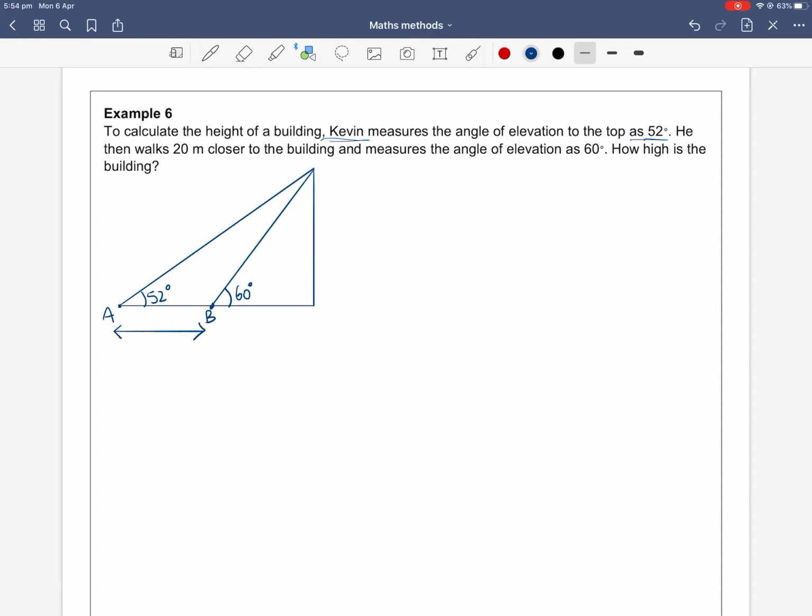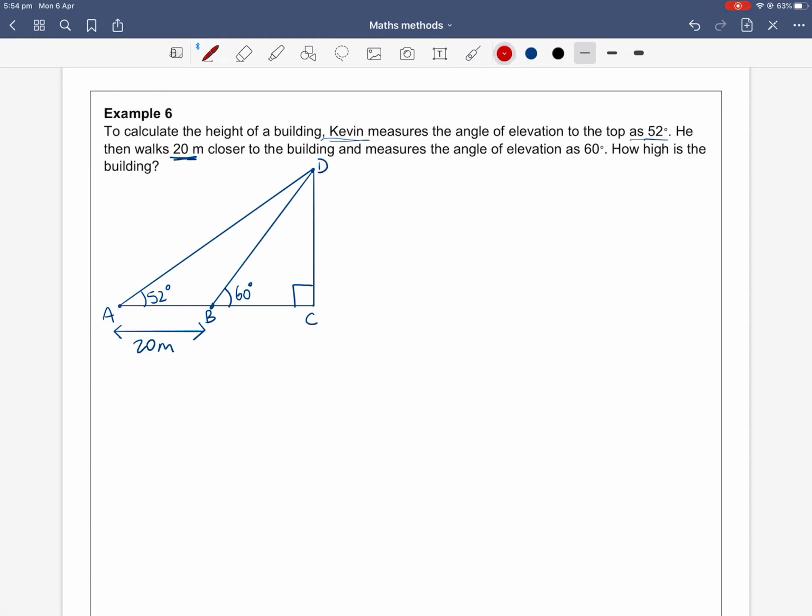Now we know the distance from A to B. That distance there is 20 meters because Kevin walked 20 meters closer, right? So this corner angle has got to be 90 degrees because we're assuming the building is upright, perpendicular to the floor. We don't really want a leaning tower. Let's label this angle C, and then the top of the building, let's label angle D.